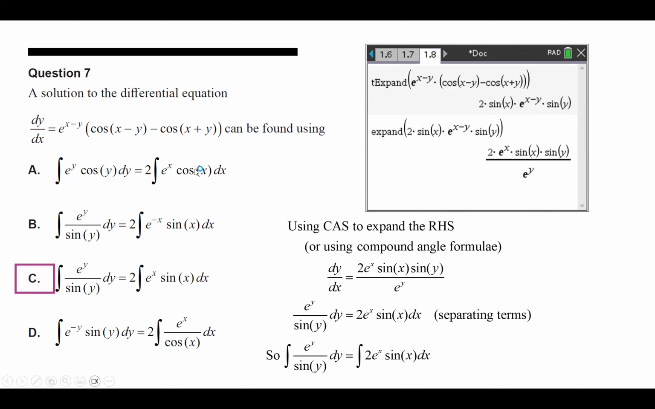And then we can just rewrite dy/dx as it is. And then we divide by sine y on both sides. And also I'll multiply e to the power y to the other side to keep all the y terms and the dy on the left. And then I multiply by dx on the right. Finally, I just need to integrate both sides, and this differential equation will be expressed in this integral fashion.